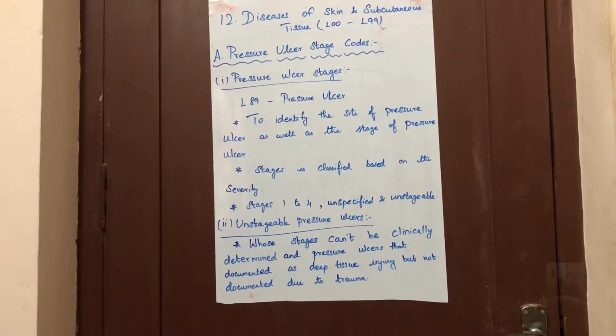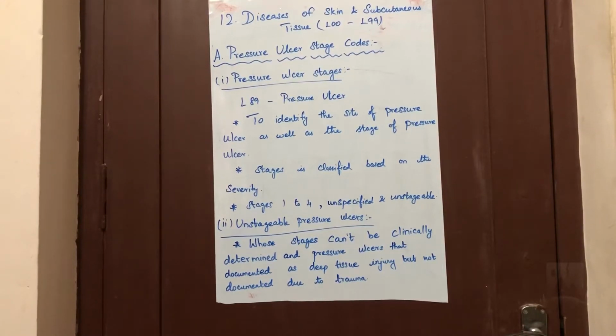How to code for pressure ulcers? Pressure ulcer is a kind of disease which occurs in the skin, and we have to code according to the stage of the pressure ulcer and the site of the pressure ulcer. So how will we code for pressure ulcer? Let's see that. Pressure ulcer stages. The category L89 is for pressure ulcer, and before giving the code we have to identify the site of the pressure ulcer as well as the stage. According to this we have to give the appropriate code for the pressure ulcer.